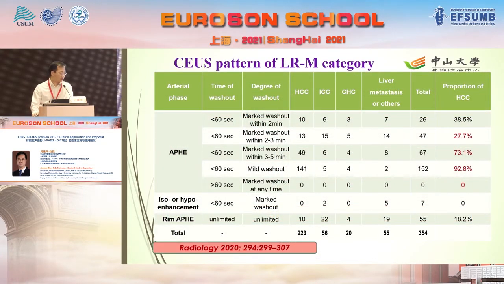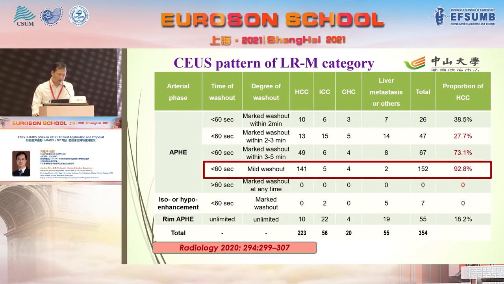And in our study published in Radiology, we analyzed the washout pattern of LR-M lesions. We found the lesion shows hyperenhancement in arterial phase, followed by early washout within 60 seconds, but marked washout was detected until 5 minutes. About 92.8% of these lesions are HCC.